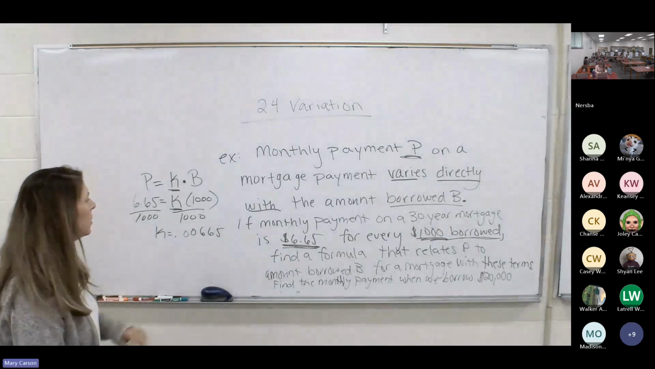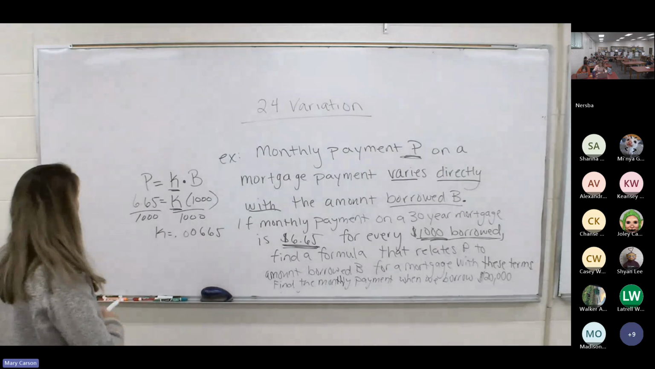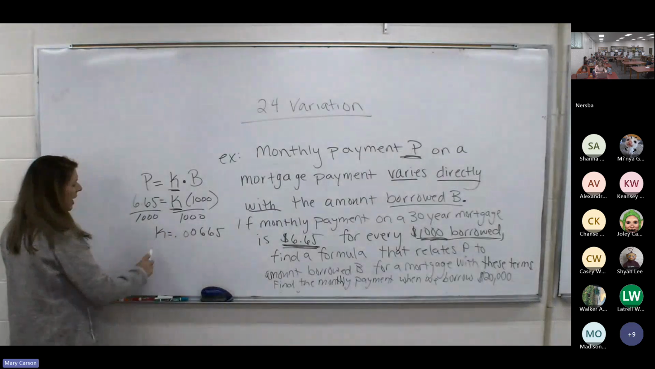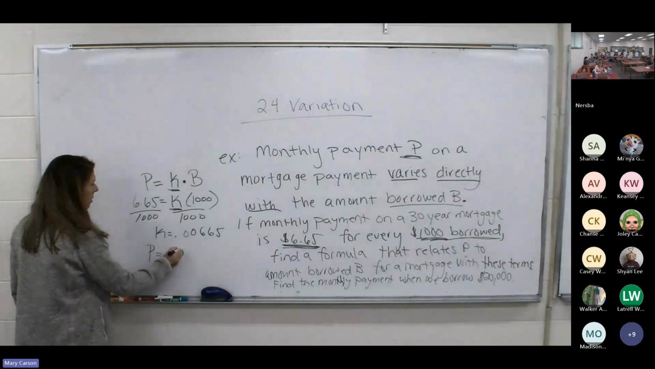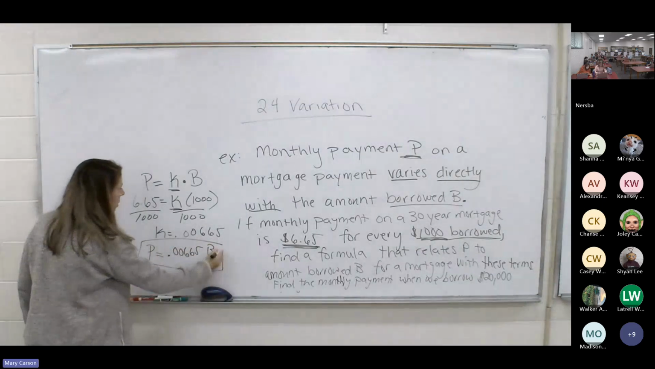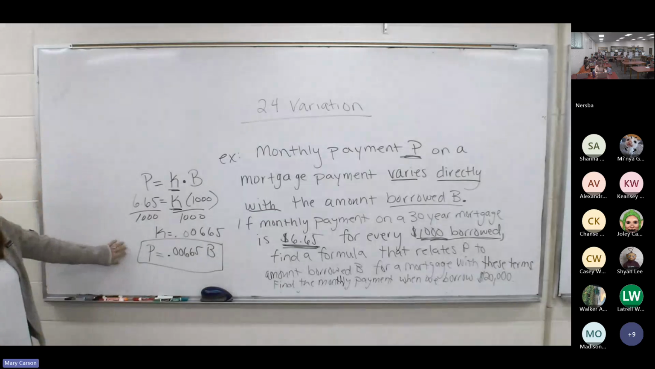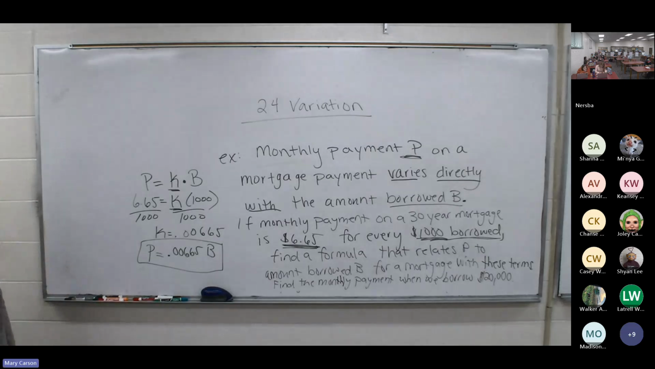And so now this first part says find a formula that relates P to the amount borrowed B with these terms. If we have our K value, all we have to do is plug that value back in. And so this would be the first part of the answer. This is what they're asking for. Find the formula. This is the formula. Does that make sense? Have you guys done this before? Direct variation?